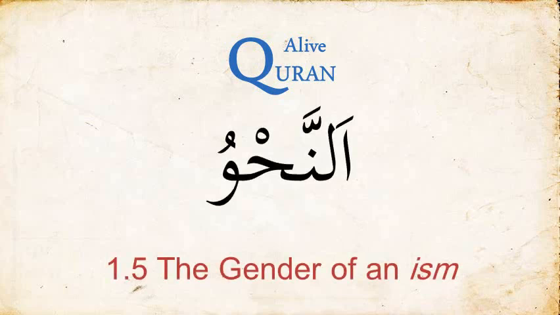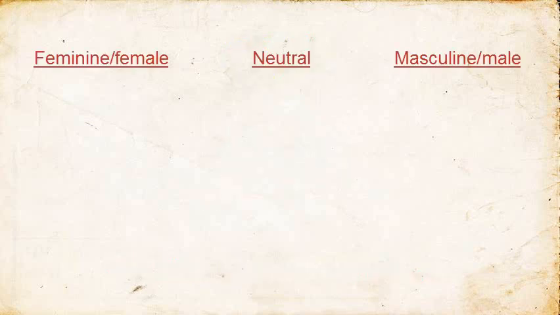Today we're going to be discussing the gender of an ismun insha'Allah ta'ala. To start off, we're going to look at the English equivalent. In English we have three distinct genders: a masculine or male gender, a neutral gender, and a feminine or female gender. We refer to the masculine gender in English as he. For example, if you're referring to a boy, you will refer to the boy as he. If you are referring to a man, you would refer to the man as he.